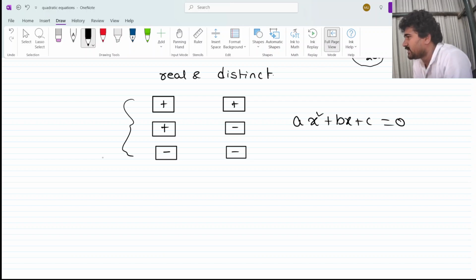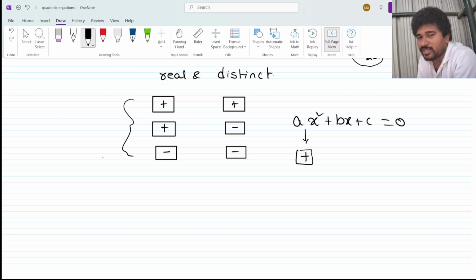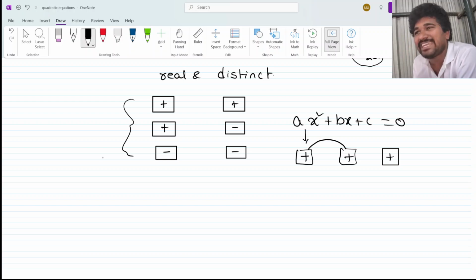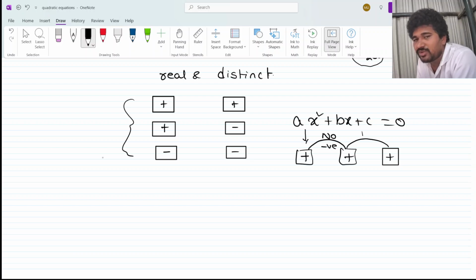Look at the sign of a. What is the sign of the coefficient a? Positive. All three are positive. Any sign change happened? No, meaning no negative root. Any sign change happened here? No, no, meaning no negative root. Same as zeros. That's what we discussed, right?